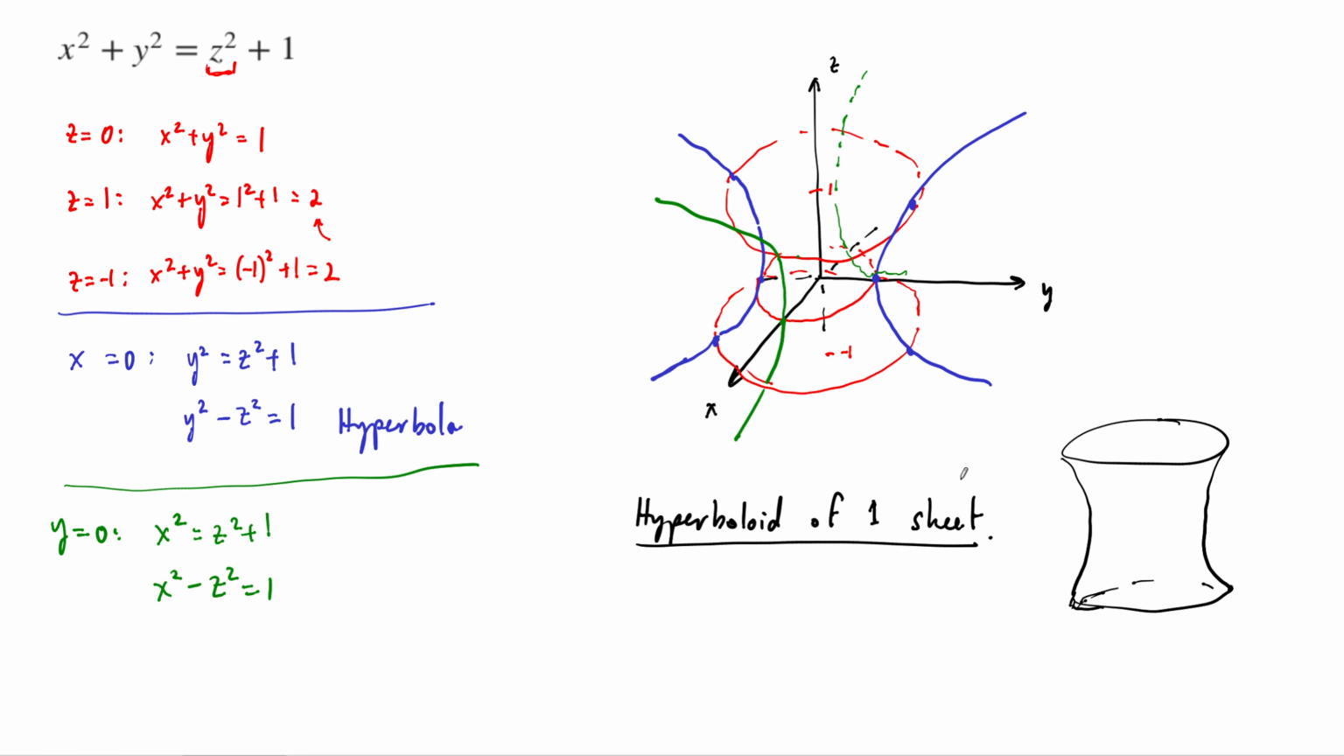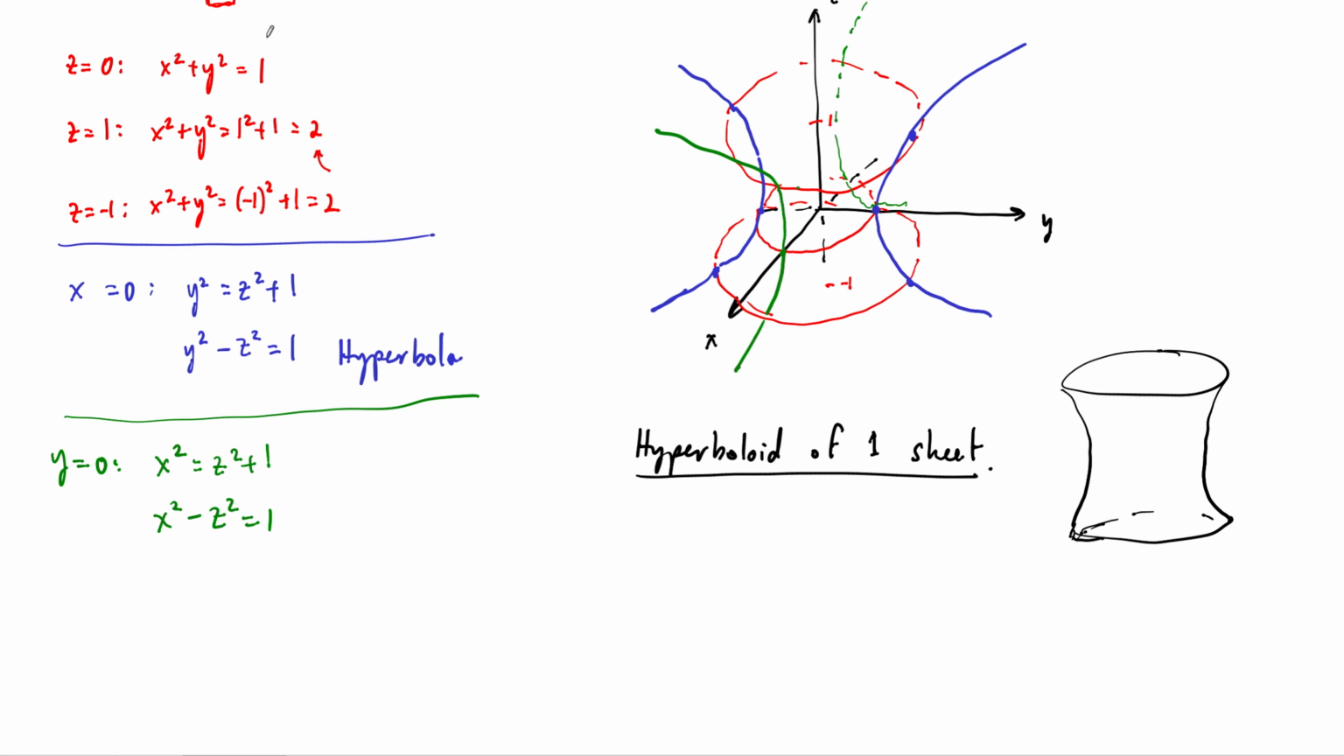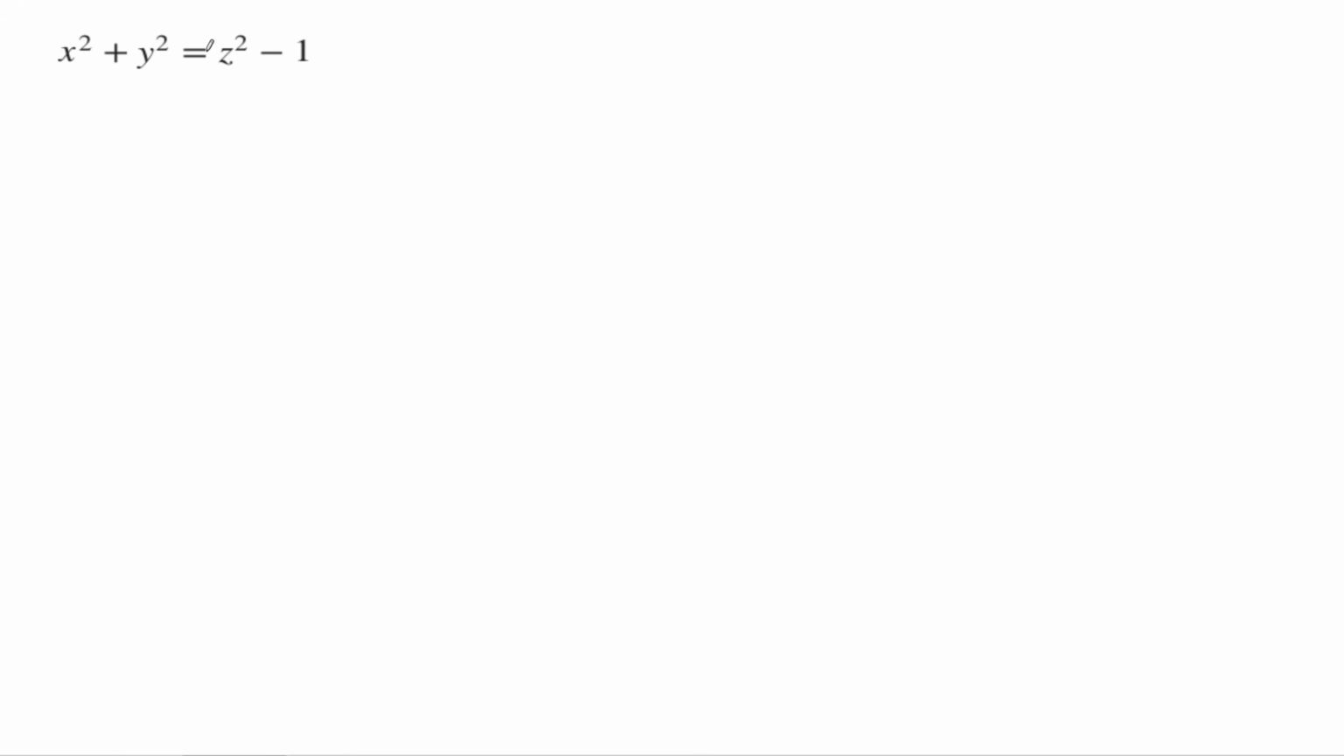Let's now take a look at one more example, and it's going to have a name that's very similar to this, but it's going to be different. So here we go: x squared plus y squared equals z squared minus 1. You probably could have guessed that that's what I was going to do. So we had x squared plus y squared equals z squared. We added 1. Now we're going to try subtracting 1. What's the difference going to be, right? What's going to happen here?